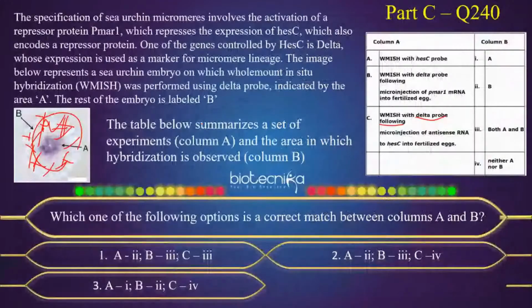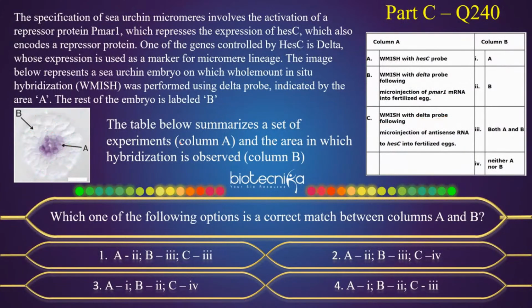Got it, Kirtana? Because microinjection of antisense mRNA means HESC not there. So here where HESC was supposed to be present, there also it is not there. And if HESC is not there, delta will be there, no? And if delta is there, then color will be here also. So C will also be 3, both A and B.